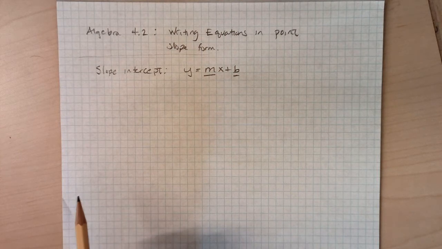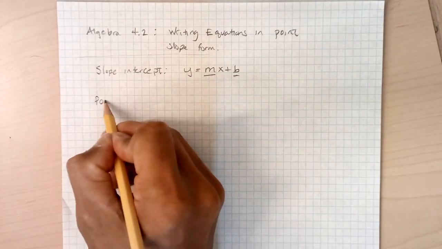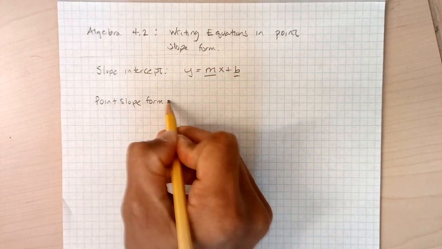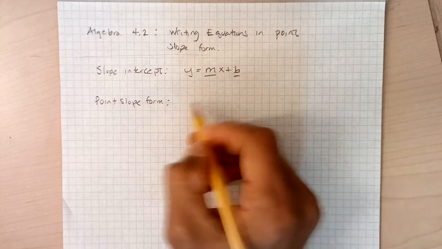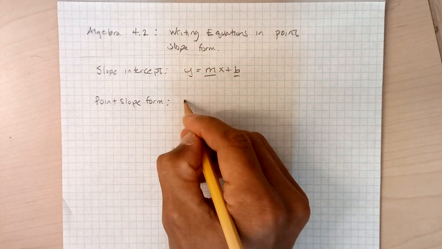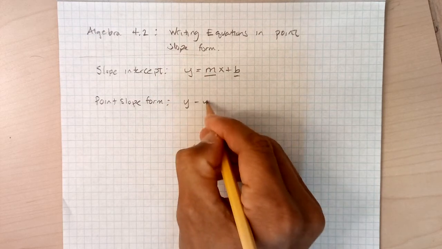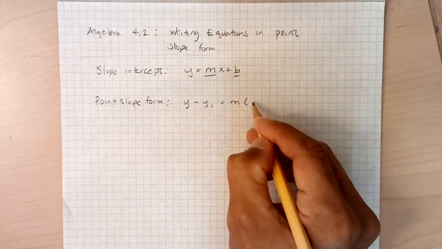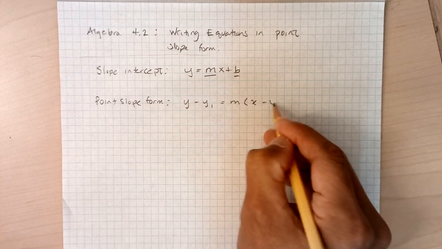So a different form of a linear equation is what's called point-slope form. And point-slope form looks like this. So make sure you're writing this in your notebook. Maybe you'll need to pause the video, but y minus y sub 1 is equal to m times a quantity, so parentheses, x minus x sub 1.